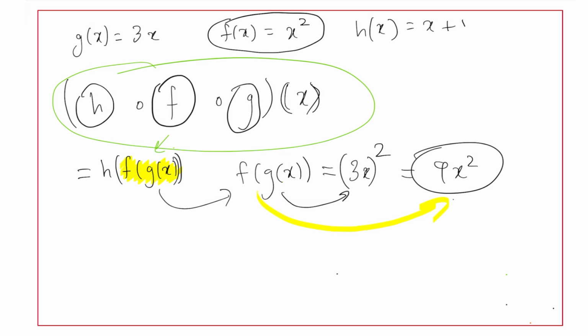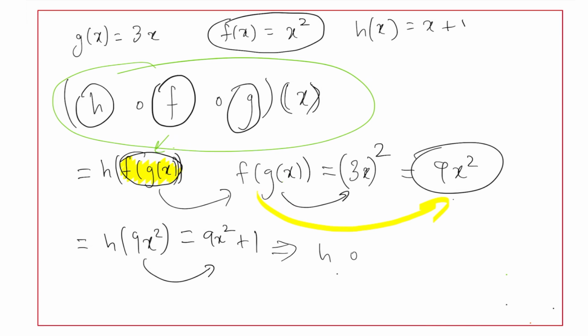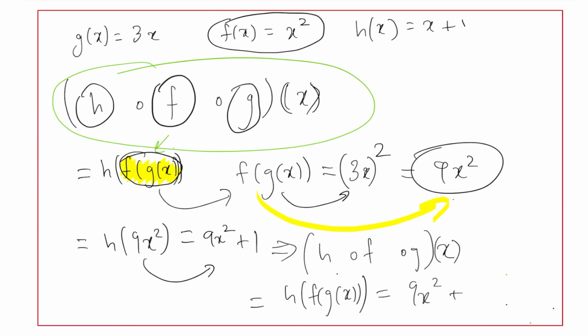So we can return back here and we see f of g of x is being plugged into h. So we could write h of 9x squared, because 9x squared is essentially f of g of x. And we would plug in 9x squared into h. We know h, the function h, is x plus 1. Now instead of x, we'd be plugging in 9x squared. So we have 9x squared plus 1. And there we have it. We have found h of f of g of x, which is equal to 9x squared plus 1.